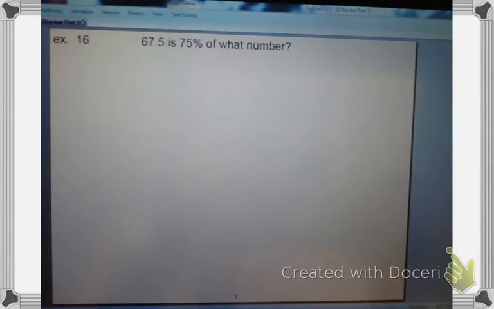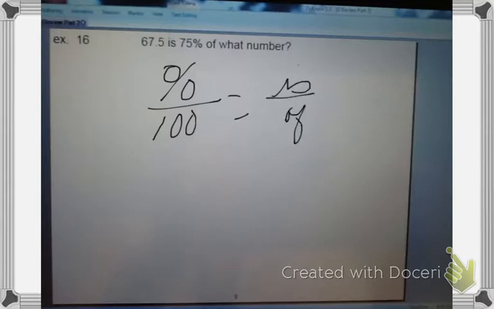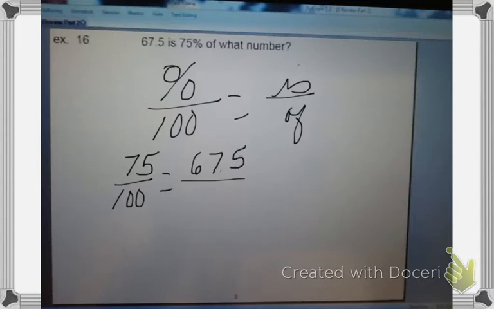Example 16. 67.5 is 75% of what number? Okay, so I'm going to go back and use this formula: percent over 100 is equal to is over of. We know the percent. It is 75 over 100. The is is the 67.5. We don't know the of, what number. I'm going to cross multiply. 75 times x is 75x, is equal to 100 times 67.5.